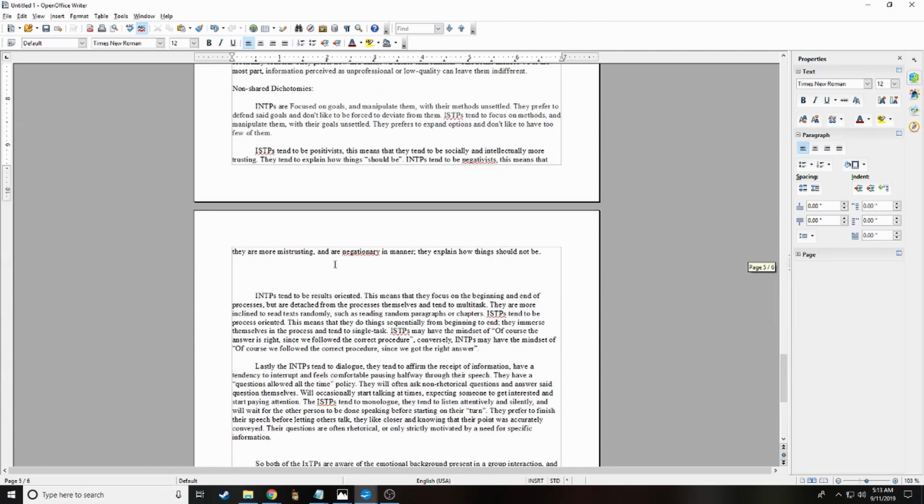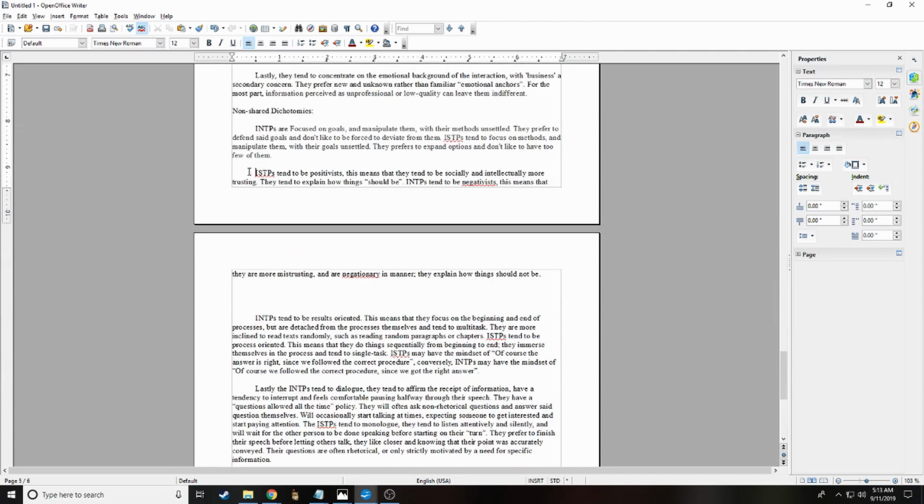For the non-shared dichotomies, and this is getting into how you can tell them apart a little more, INTPs are focused on goals and manipulate them with their methods unsettled. They prefer to defend said goals and don't like to be forced to deviate from them. ISTPs tend to focus on methods and manipulate them with their goals unsettled. They prefer to expand options and don't like to have too few of them.